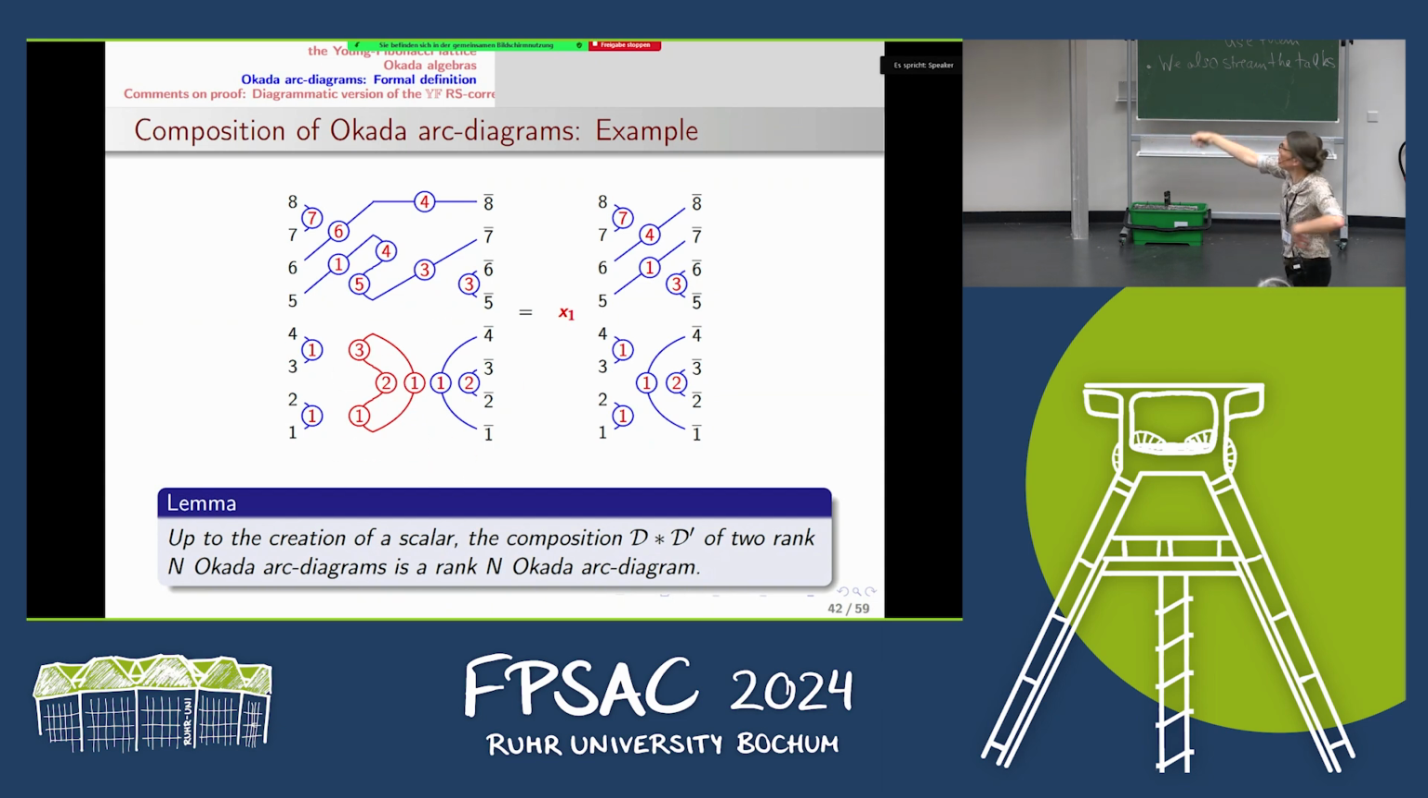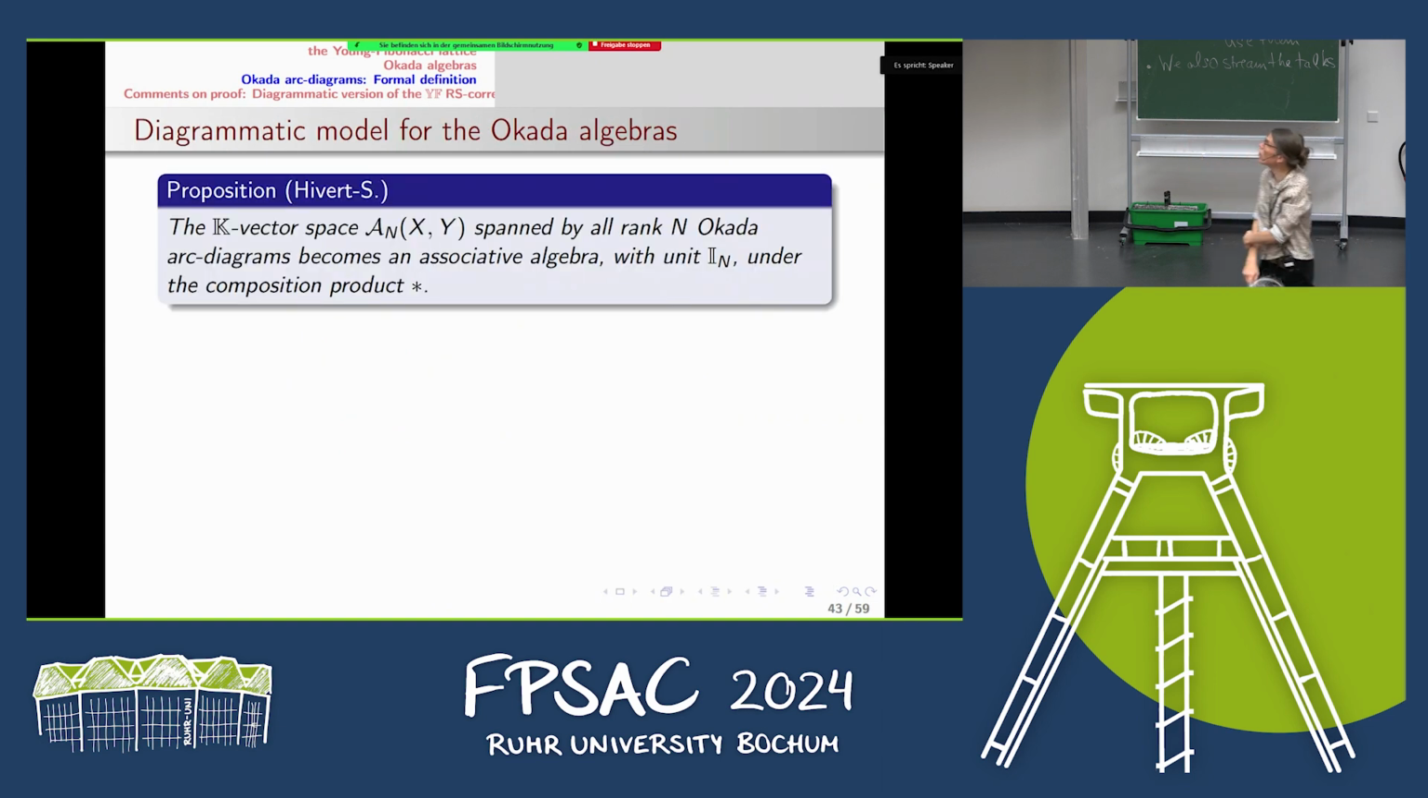As you might hope, the composition, up to the scalar that comes from the possible creation of loops, the composition of two Okada arc diagrams is again an Okada arc diagram. And so we can make an algebra. We take the vector space spanned by all rank n Okada arc diagrams, and it becomes an associative algebra under this composition with unit that parallel diagram I wrote.